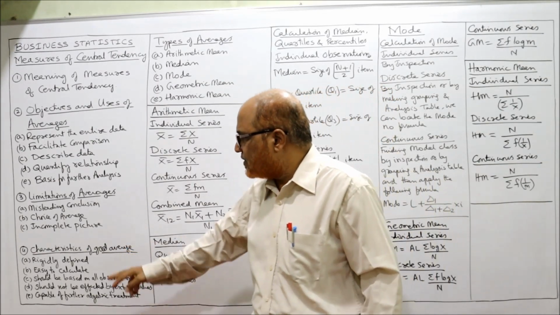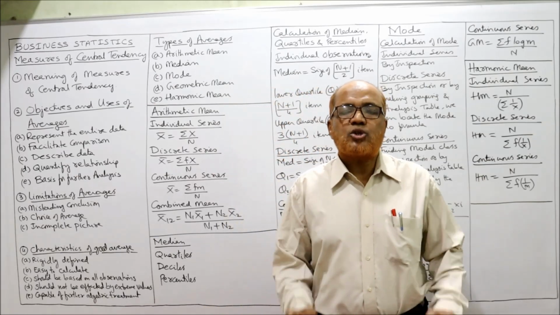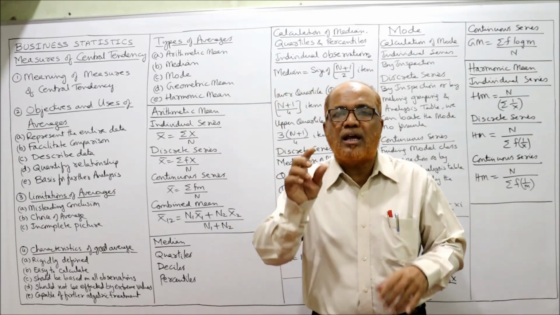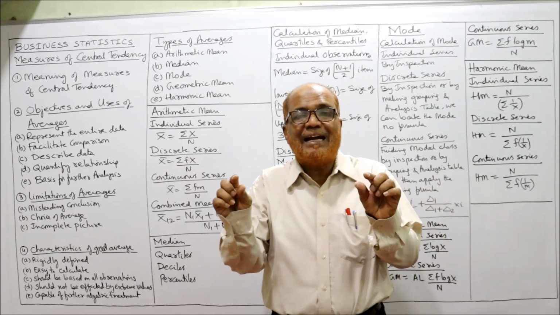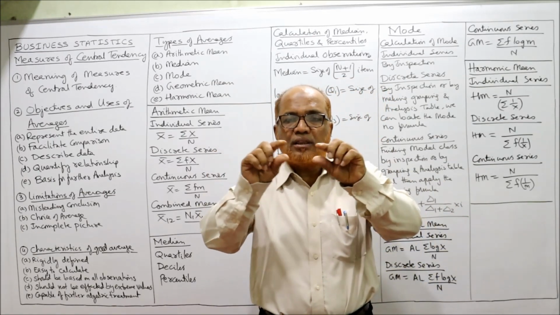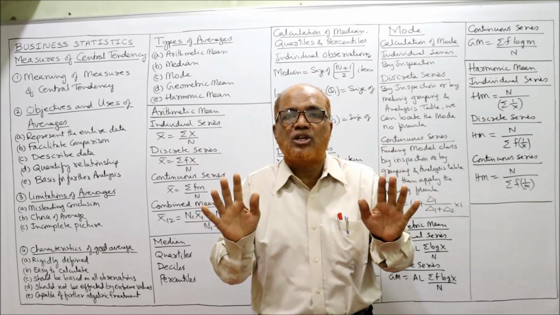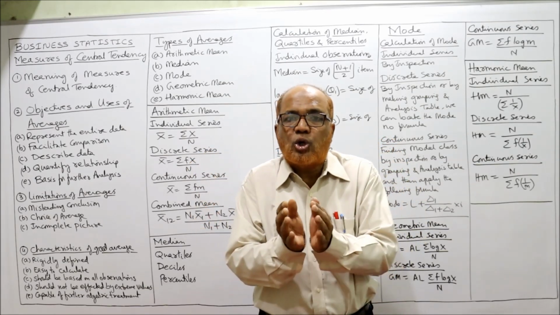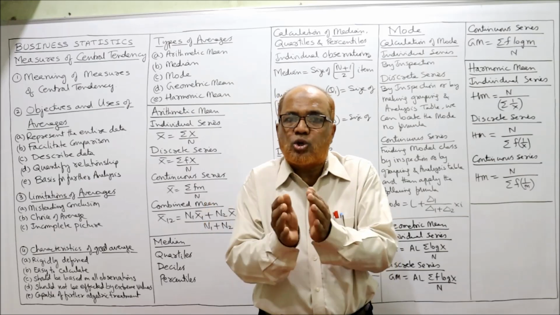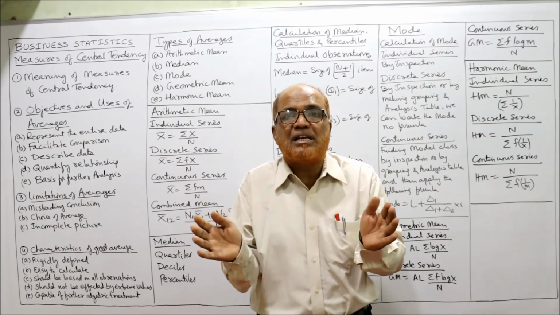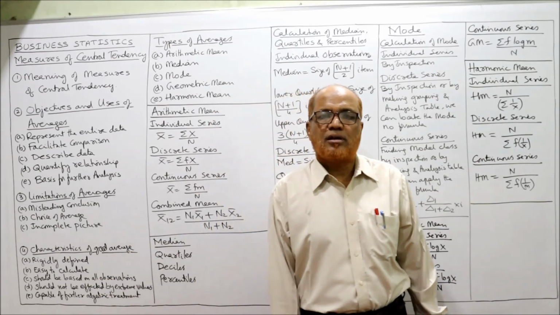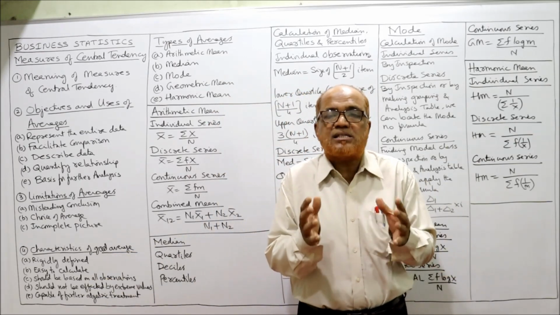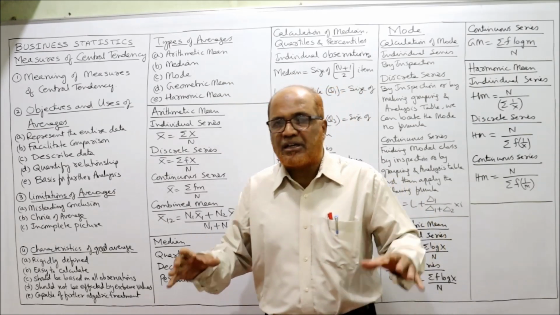The first characteristic feature: rigidly defined. There should not be any confusion regarding the meaning of the term average. The definition should be rigid and clear. It should not have two or three meanings, and should not lead to confusion or be misleading. It should be exact. The second one: easy to calculate. The calculation of average should be as easy as possible. It should not be tough.